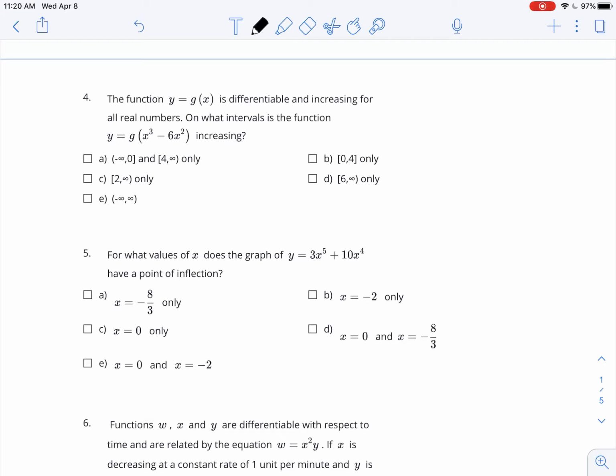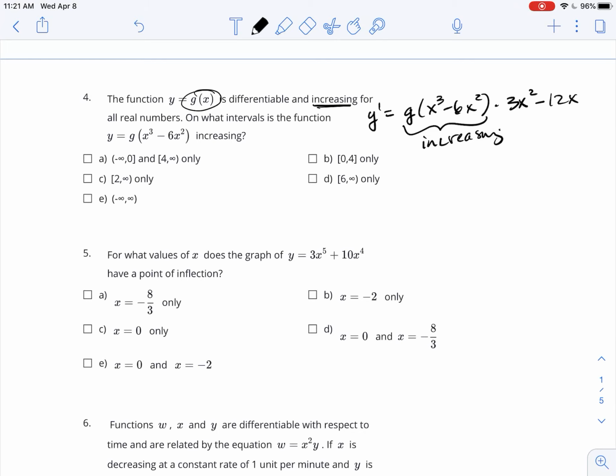Number 4, the function is differentiable and increasing for all real numbers. On what intervals is the function g of x cubed minus 6x squared increasing? So I need to find the derivative, and this is the derivative with the chain rule, so y prime is equal to g prime of x cubed minus 6x squared times the derivative of the inside function, which is going to be 3x squared minus 12x. And what we do know is that g of x is increasing. So this is my g of x. I know that this is increasing.